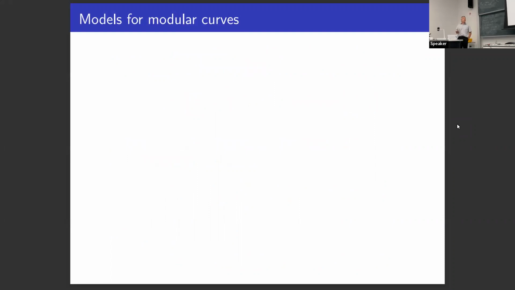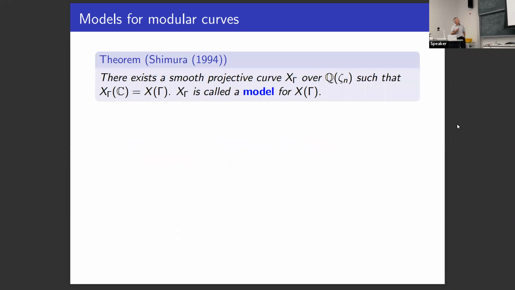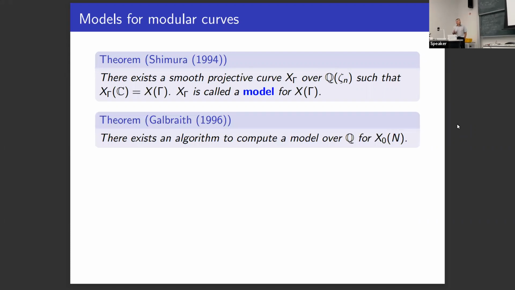Okay, and the topic of this talk is models for modular curves. Already Shimura, many years ago, found that there exists an algebraic curve, a smooth projective curve over Q zeta n, whose complex points are the same as X of gamma, and we call such a curve a model for X of gamma over Q zeta n. And Galbraith wrote his thesis about an algorithm to compute models for X naught of n, and these are over Q.